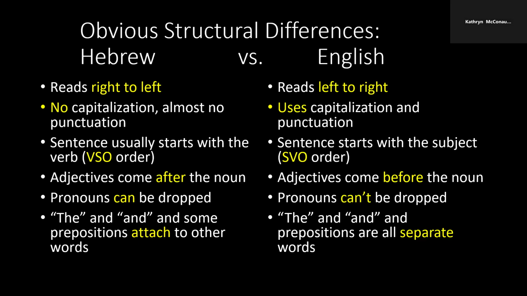In Hebrew, you often start with the verb, whereas in English, you start with the subject. In Hebrew, adjectives come after the noun, while in English, they come before the noun. In Hebrew, you can drop pronouns. So if you want to say, I guarded, in Hebrew, you can just say shamarti. You don't need two words. But in English, you need a separate pronoun, I guarded. Also in Hebrew, there are a lot of things that attach to other words, like the and, or pronominal suffixes, some prepositions. But in English, these tend to all be separate words. All of these things are going to change the structure of your translation.